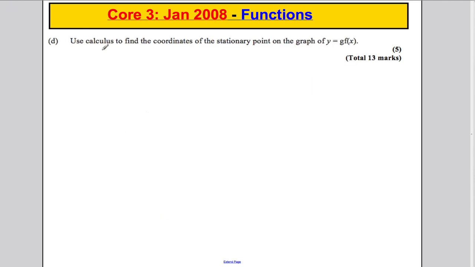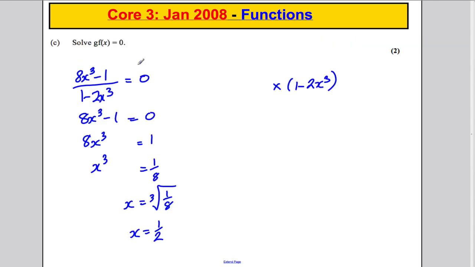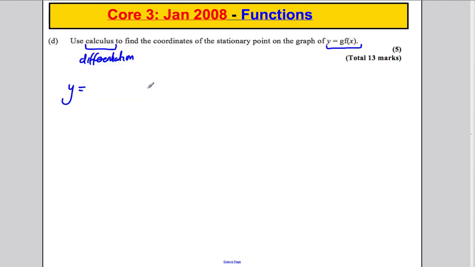Okay, and the last part, use calculus, i.e. differentiation, to find the coordinates of the stationary point of the graph y is g of f of x. So our function is y is equal to g of f of x, which is this function here. So there's our original function, and we want to find dy by dx, so it's 5 marks here.